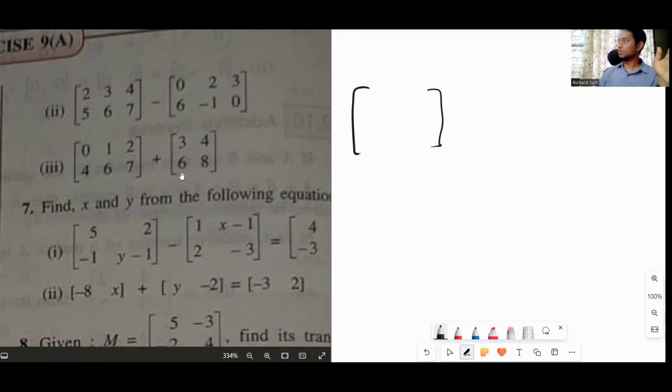Okay. Can we add these two? No, because they are not the same order. The order is not the same.